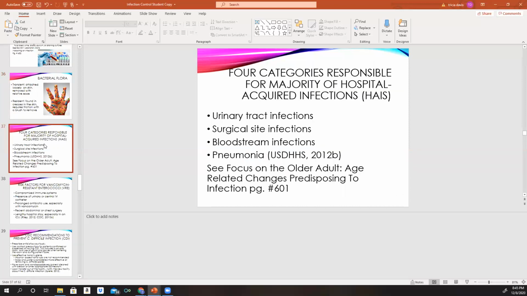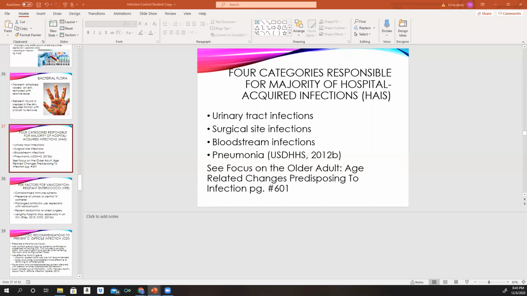So now we have 4 categories that are responsible for the majority of hospital-acquired infections. So hospital-acquired infections are infections that actually take place in the hospital, okay? So for whatever reason, and sometimes despite our best efforts as healthcare providers, certain patients in the hospital develop these healthcare-associated infections. They used to be called nosocomial infections. You'll see that used interchangeably, especially throughout these slides. I do use both of them, but they are the same. Nosocomial infections and hospital-acquired infections.